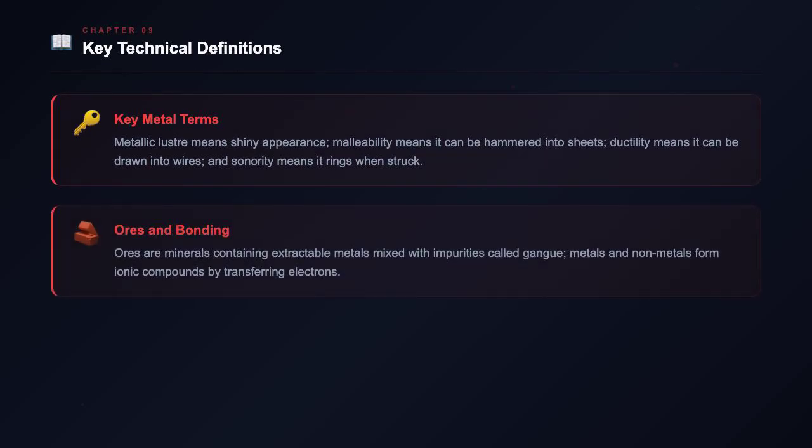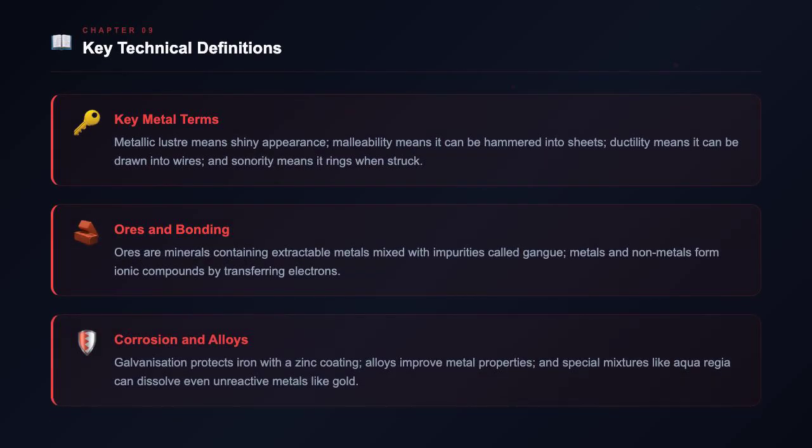Metals have a shiny appearance called metallic luster. They can be hammered into thin sheets, which is called malleability, or pulled into thin wires, known as ductility. When struck, metals produce a ringing sound, making them sonorous. Metal oxides can be special, with some reacting with both acids and bases. The activity series ranks metals by their reactivity. Metals and nonmetals can form ionic compounds by transferring electrons.